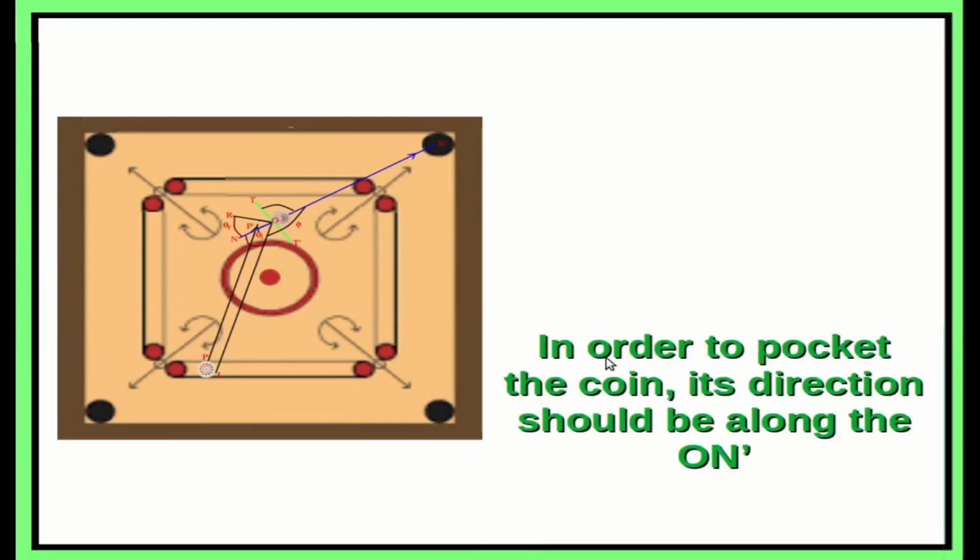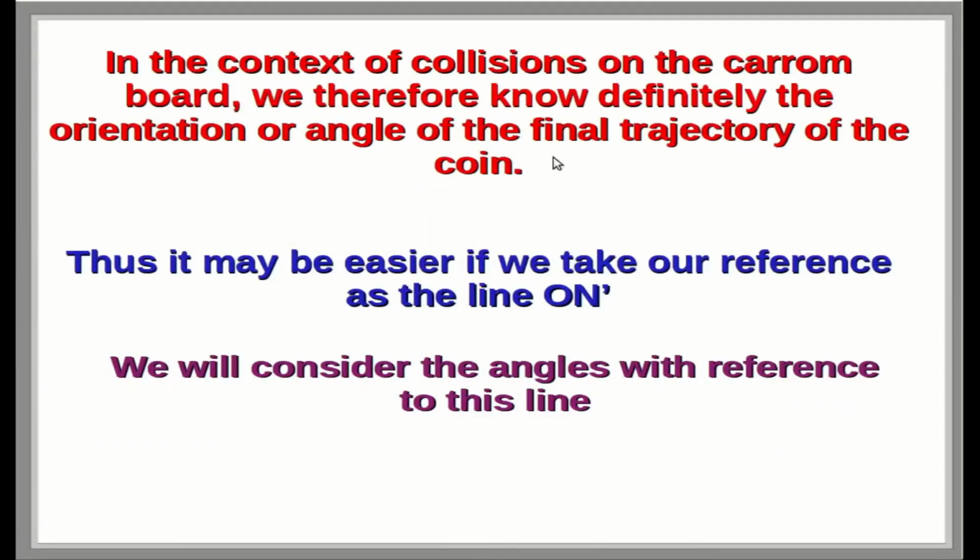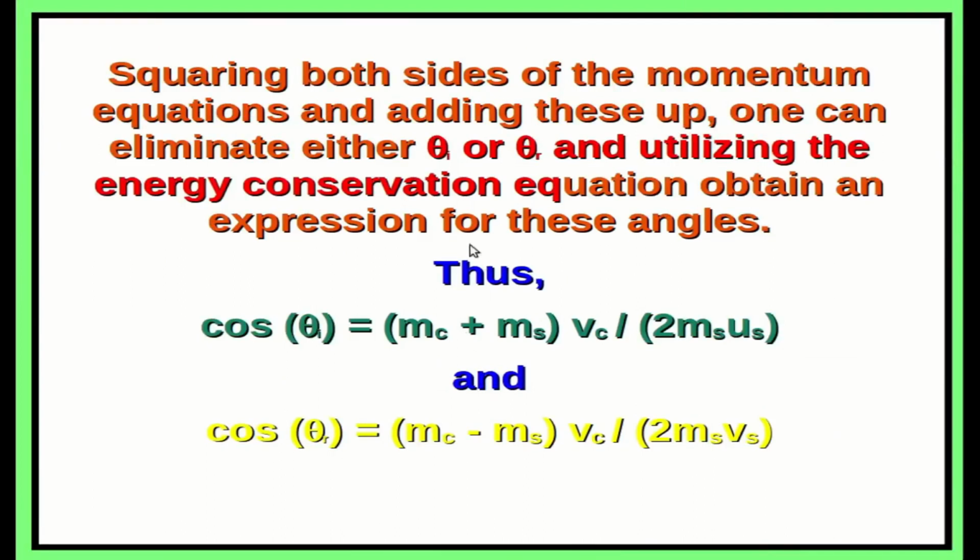In order to pocket the coin, its direction should be along the ON prime direction. In the context of collisions on the Carrom board, we therefore know definitely the orientation or angle of the final trajectory of the coin. Thus, it may be easier if we take our reference as the line ON prime. We will consider the angles with reference to this line. Squaring both sides of the momentum equations and adding these up, one can eliminate either theta I or theta r, and then utilizing the energy conservation equation, obtain an expression for these angles.